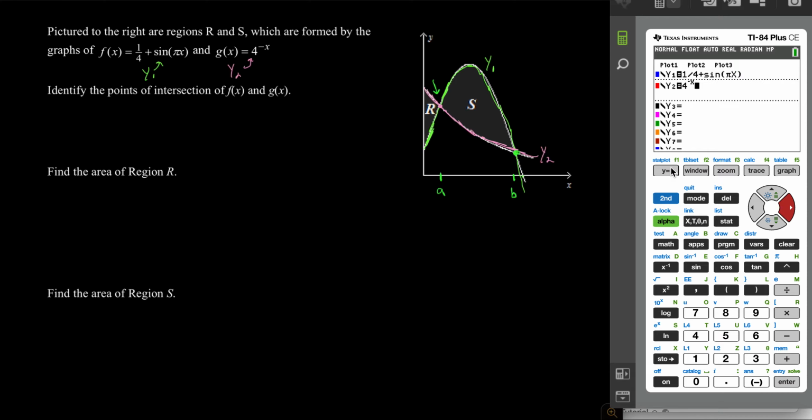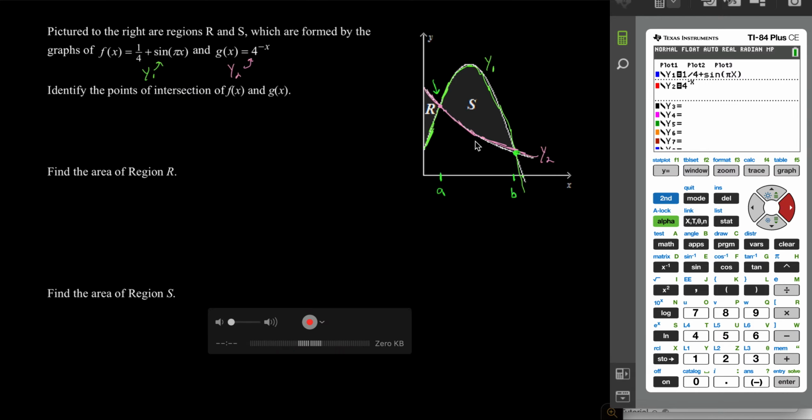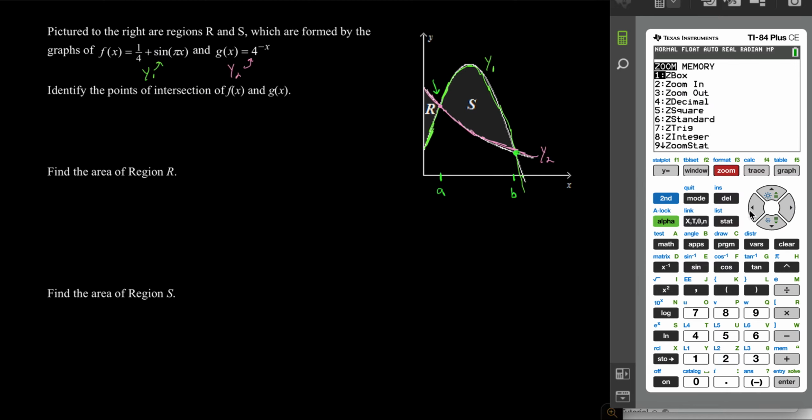So let's see, what's our window here? We don't really know, right? So I'm going to go zoom standard because I'm not sure what this graph looks like. Okay, so that was way too big of a window. All right, so they intersect there. I'm going to zoom in.